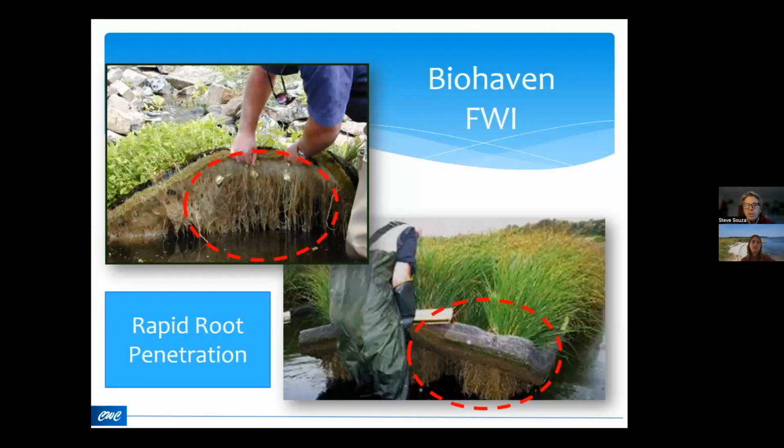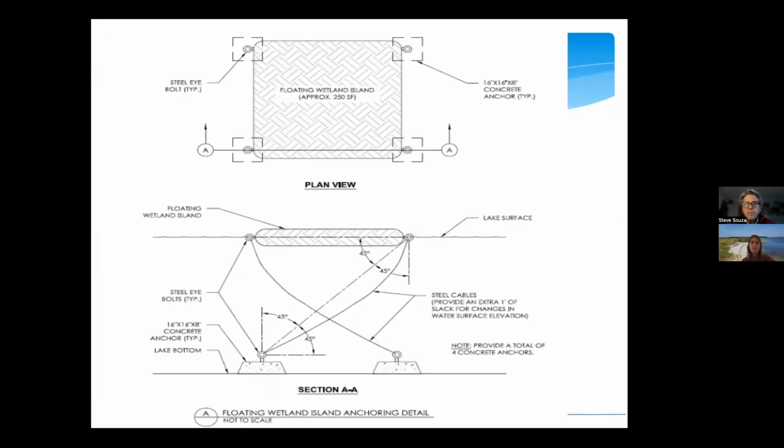And then, as you can see, in these pictures, really probably only after about 2 to 3 months of the plants being in the water, the roots really extend down through the mats very quickly. You get this rapid root penetration. And so it's just the plants doing their thing to extract the nutrients from the water.